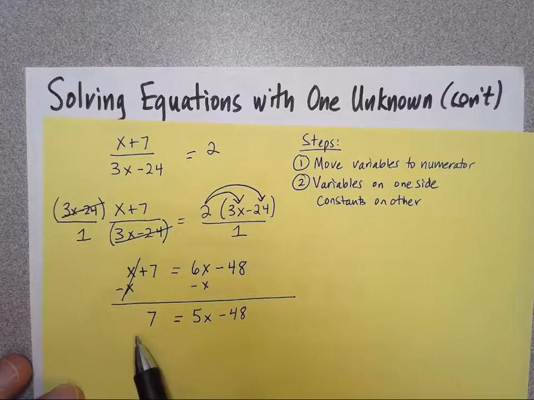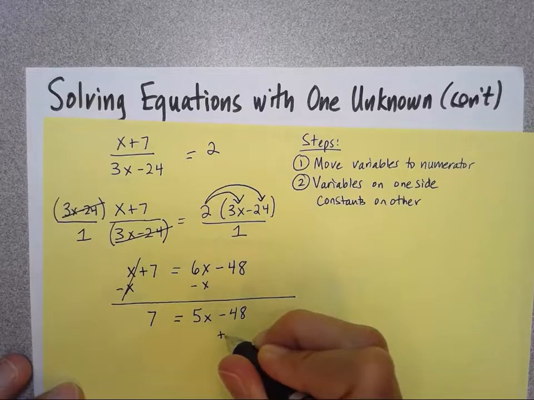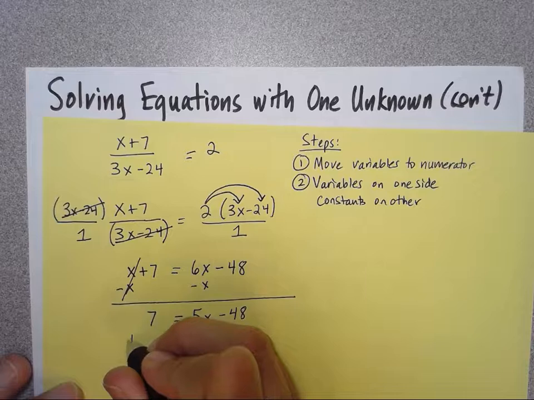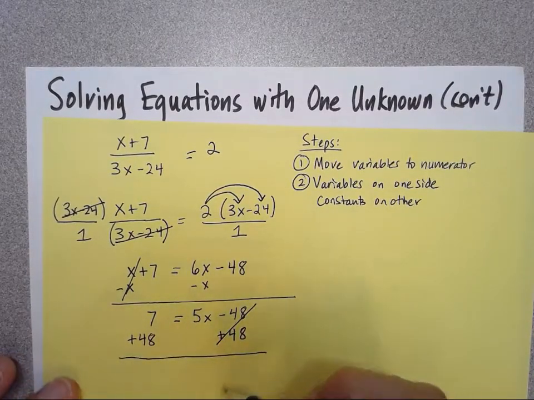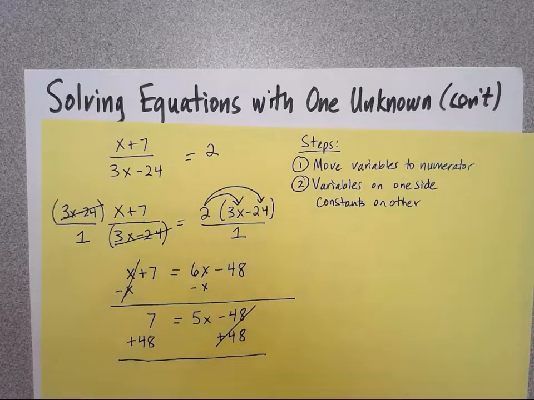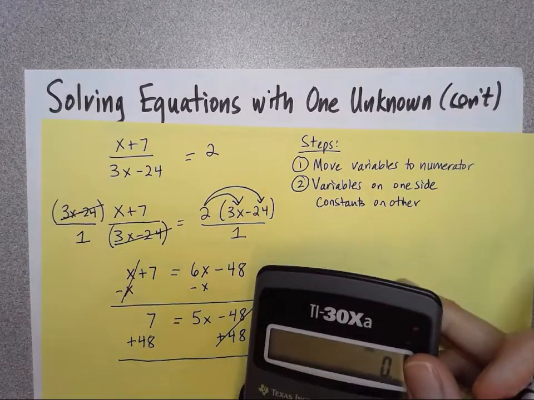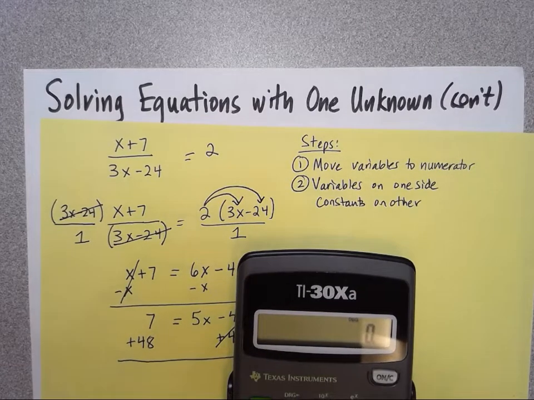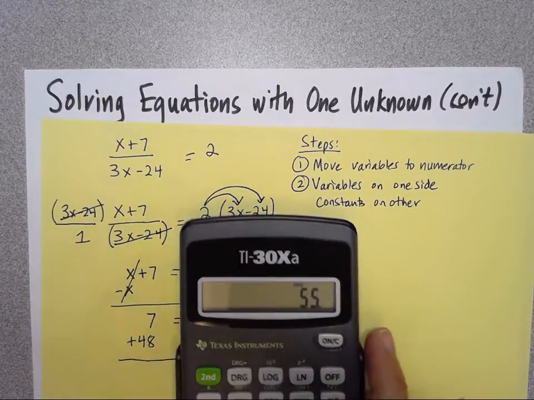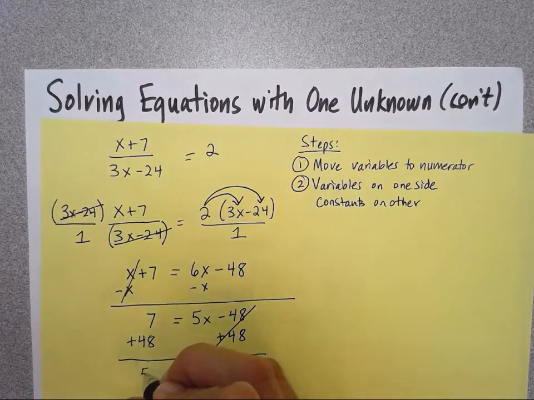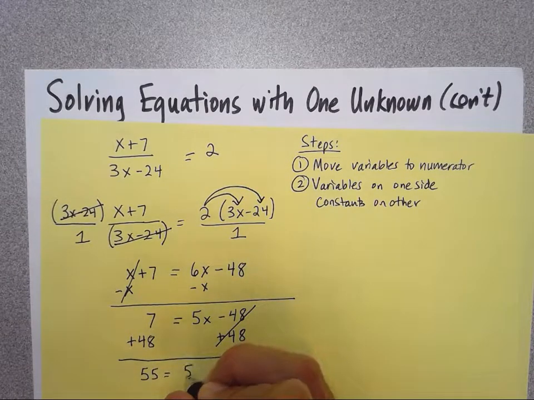So I want to get my constants on the other side, so I'm going to add 48 to both sides. That will make that 48 go away. And you know, it's never a bad idea. It's certainly not required, but it's not a bad idea to check your math with a calculator. I mean, 7 plus 48, I think 55, but you know, doesn't hurt to check it. 55 is equal to 5x.